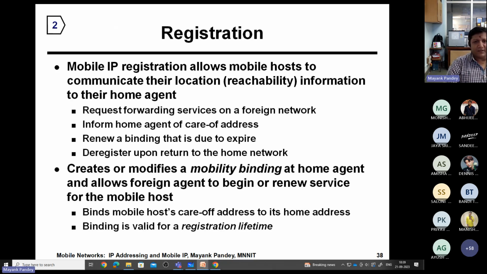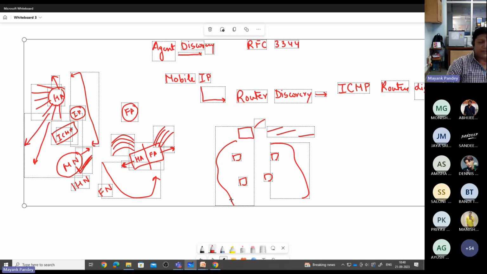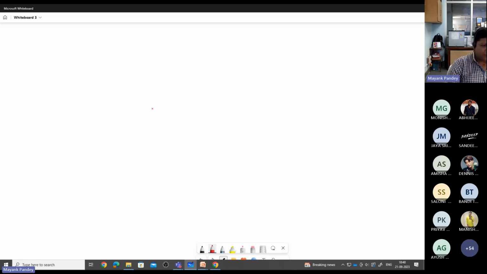Now the next process is registration. The next process in mobile IP is registration. So the first is agent advertisement, which uses ICMP router discovery, which is already there, with a mobility extension to that, and keeps doing this limited broadcast or all-systems multicast to let everybody know who is the agent right now for this subnet, whether it is a foreign agent or a home agent. Next step is registration.